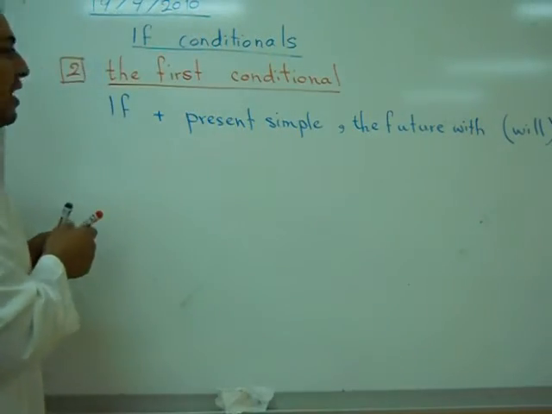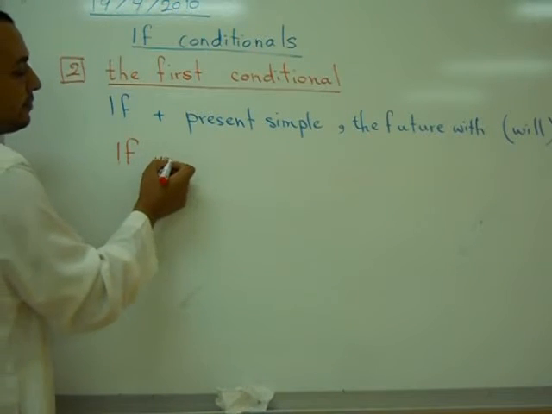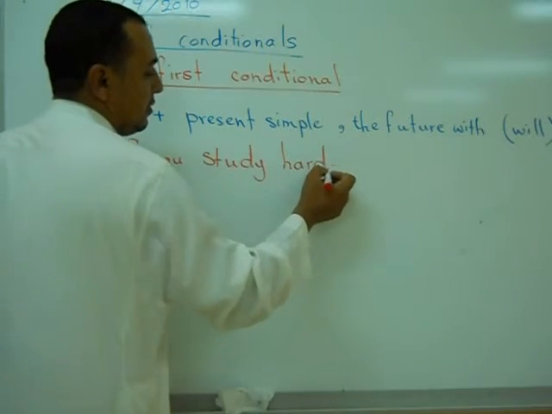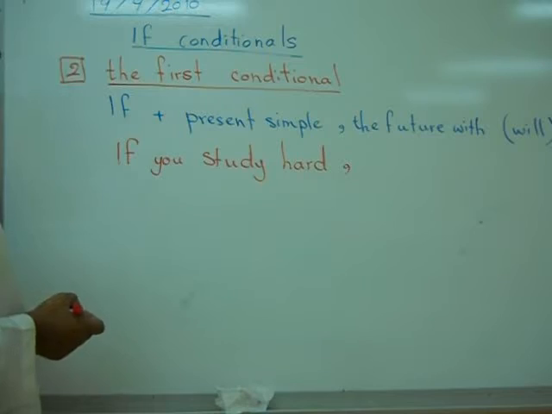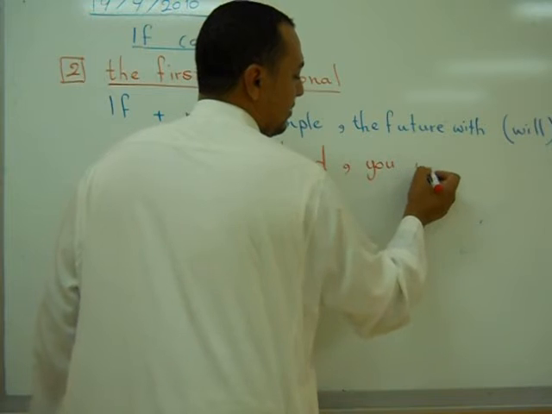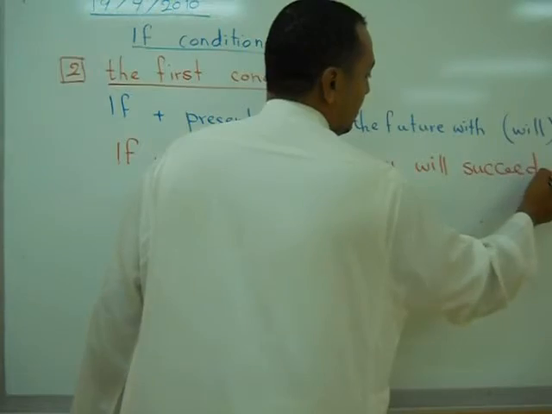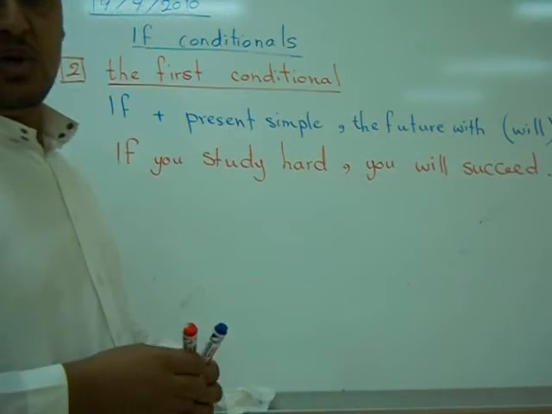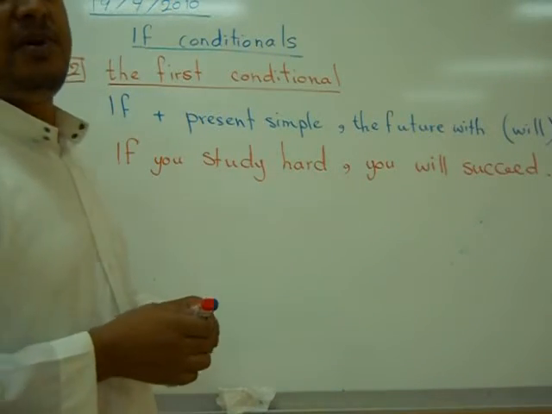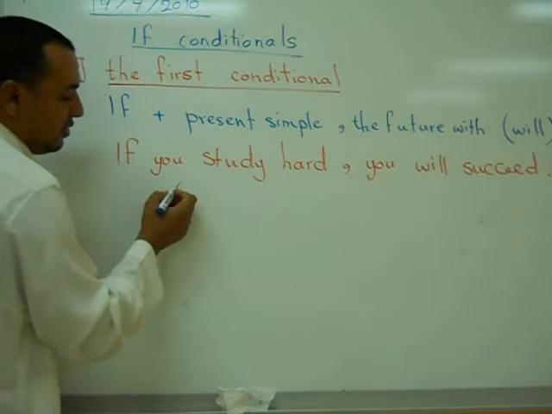So if we look at this example, if you study hard, what will be the result? The result is you will succeed. So we call it the first conditional because it expresses possibility, the possibility of the action.